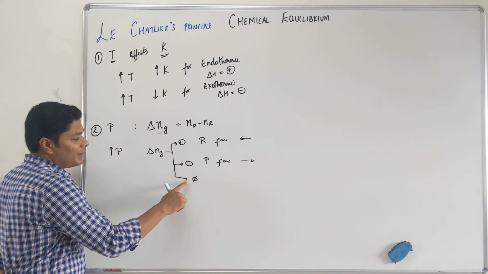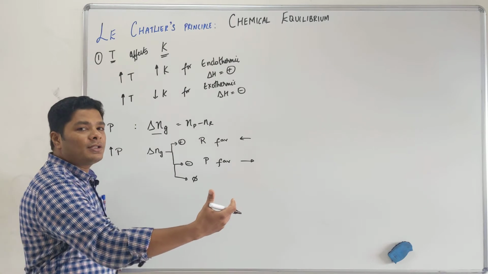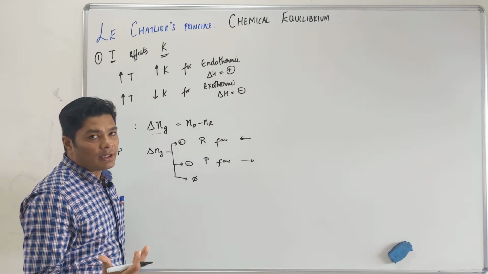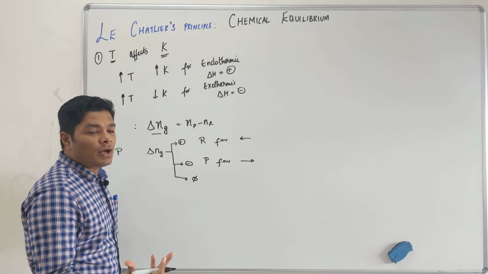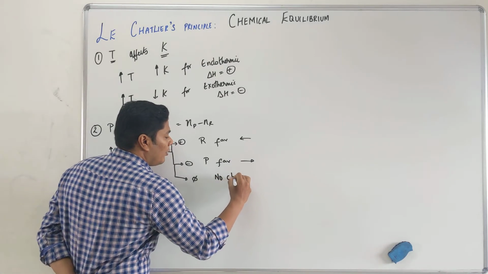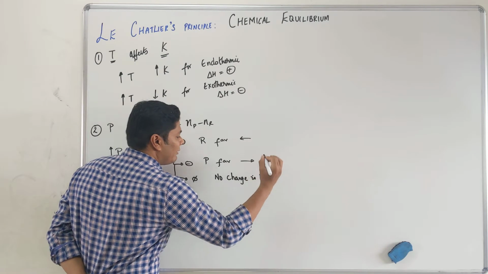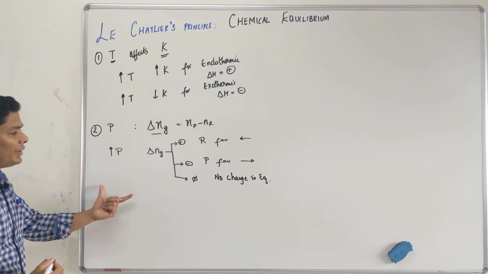Then del Ng zero could mean product gas molecules equal reactant gas molecules, or the reaction doesn't have any gaseous components at all, meaning no change in equilibrium. Okay, these are the three conditions you are going to see.